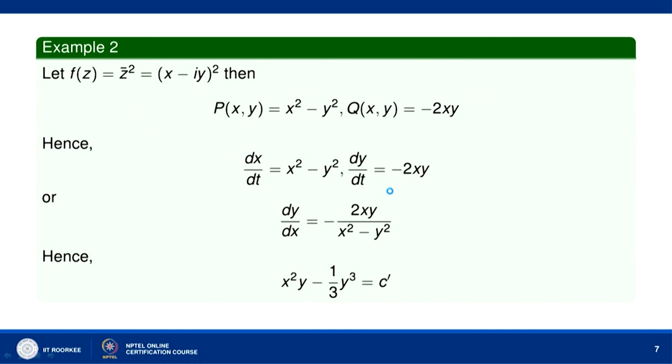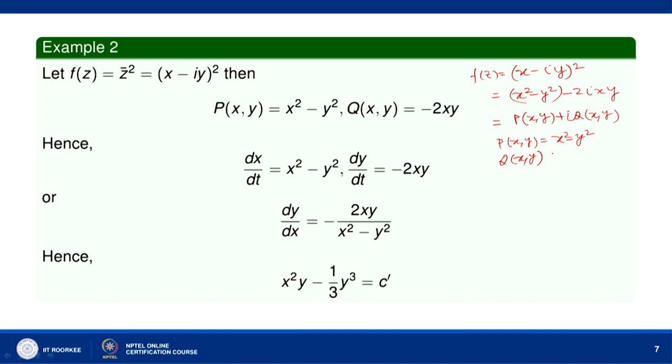Now, let us take another function f(z) equal to z conjugate squared, where z conjugate is x minus iy. So, (x minus iy) whole squared gives you x squared plus i squared y squared, i squared is minus 1, so x squared minus y squared minus 2ixy. Now, f(z) is equal to P(x,y) plus iQ(x,y). So, P(x,y) is equal to x squared minus y squared and Q(x,y) is equal to minus 2xy. So, this is how we get the values of P(x,y) and Q(x,y).